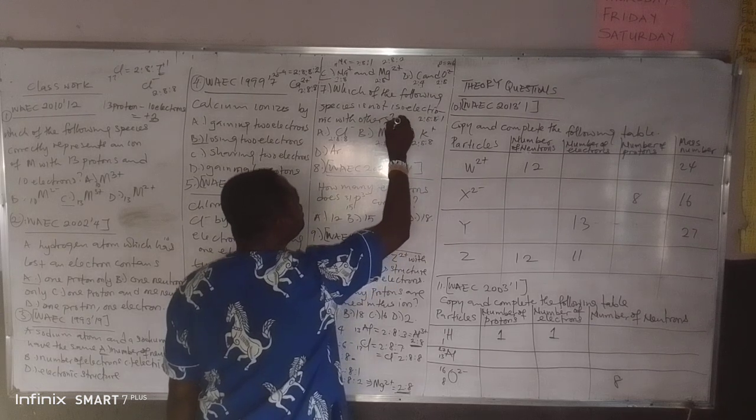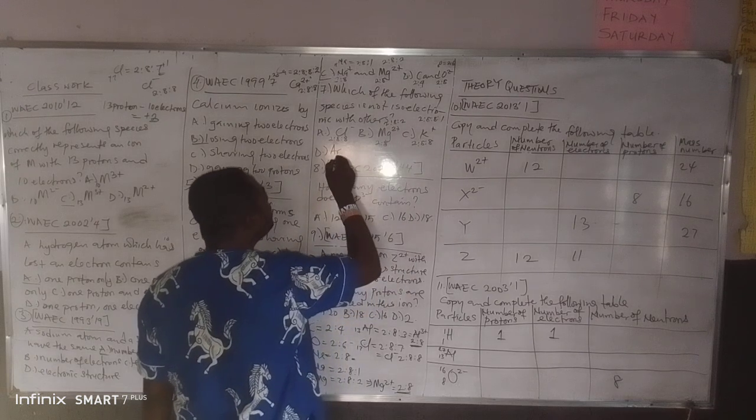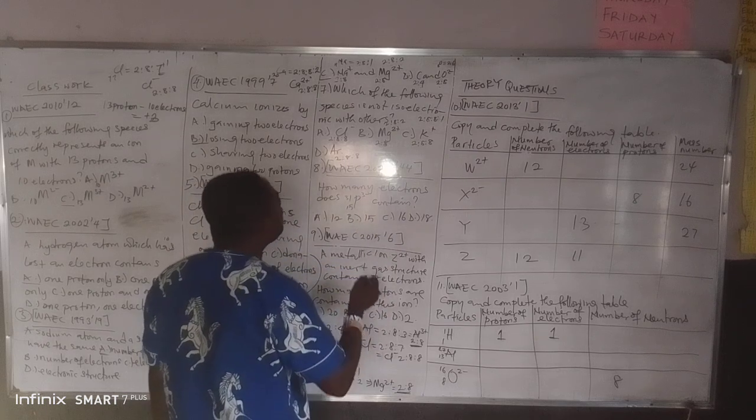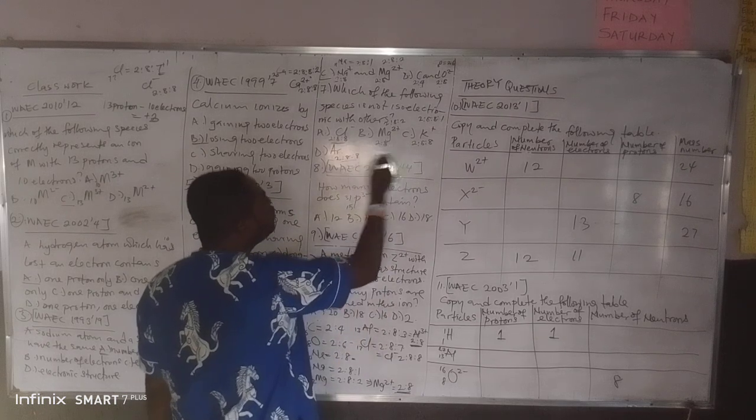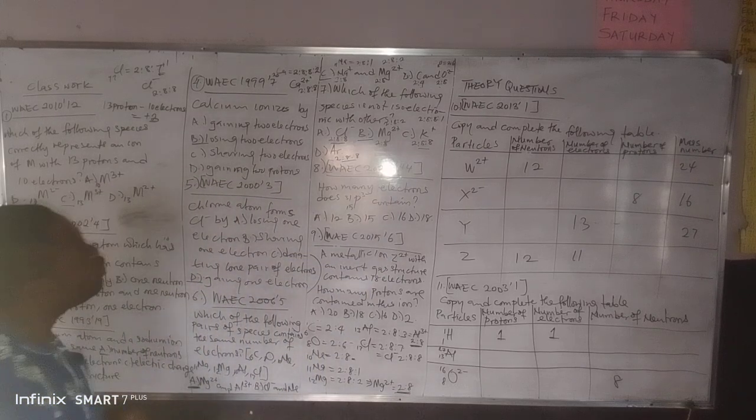This one was 2, 8, 2 when it was neutral. So now this is 2, 8, 8. That's argon. So which one is different from the others? This is 2, 8, 8, 2, 8, 8, 2, 8, 8. This one is different. The answer is B. It's not isoelectronic. The word iso means the same.